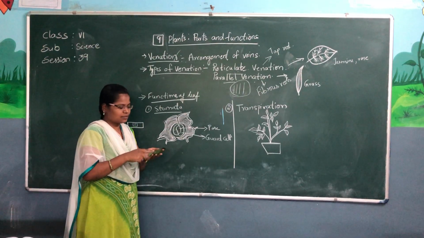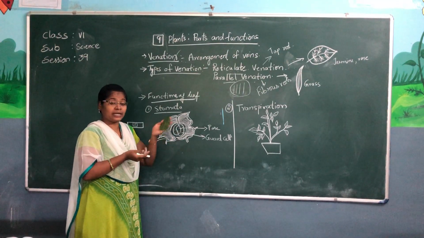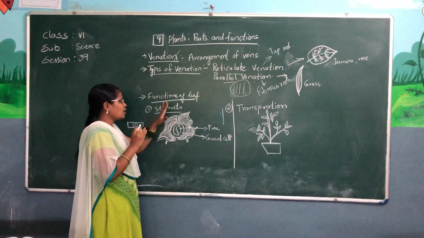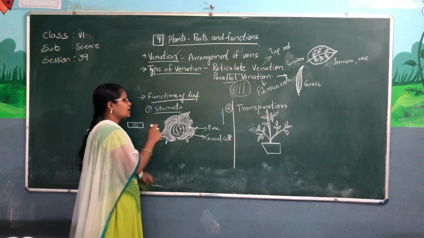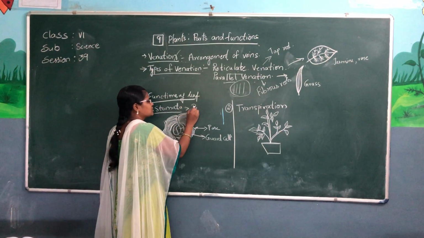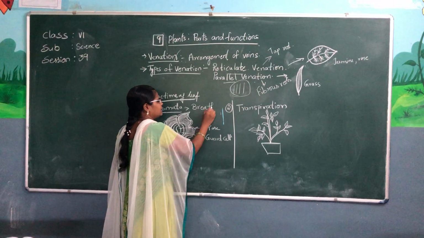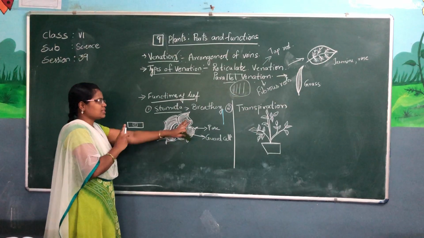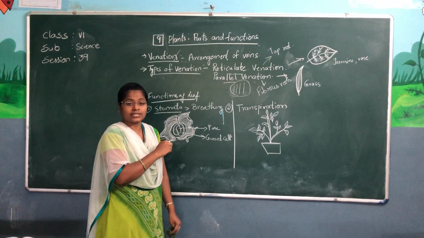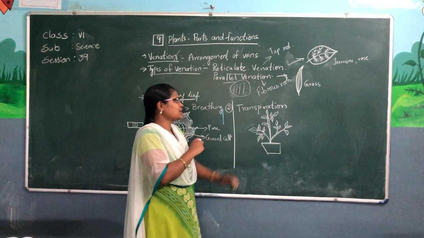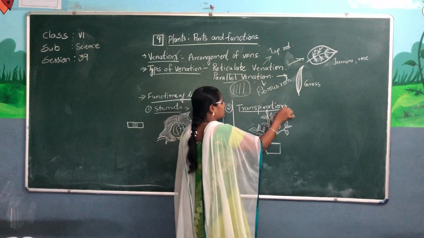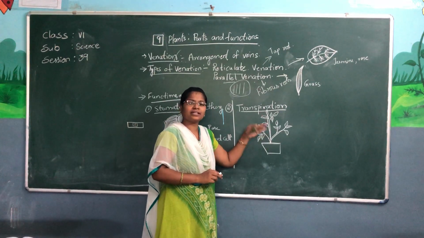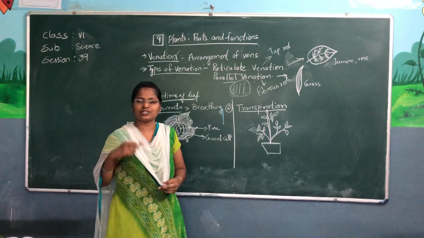In the stomata only. There will be many thousands and thousands of holes which you cannot see with your eyes. The main function of the stomata is breathing. And the second function is transpiration. First I will explain this experiment, then you will understand what transpiration is.